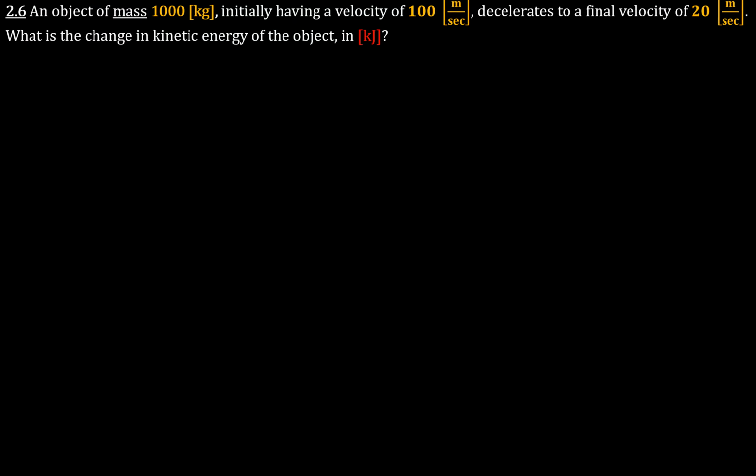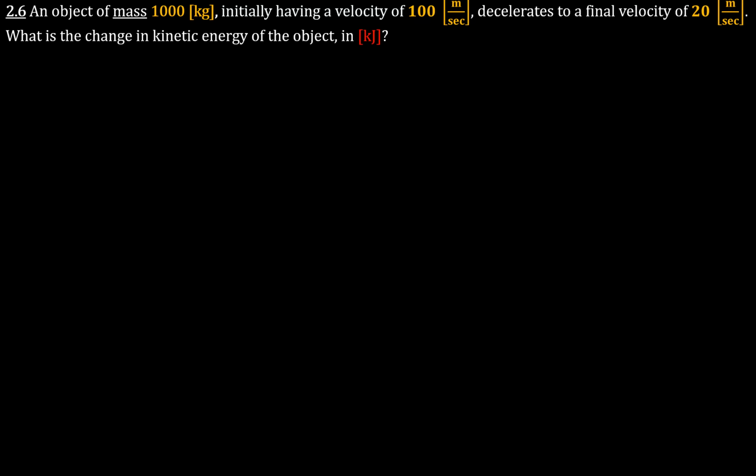All right, problem 2.6. An object of mass 1000 kilograms, initially having a velocity of 100 meters per second, decelerates to a final velocity of 20 meters per second. What is the change in kinetic energy of the object?